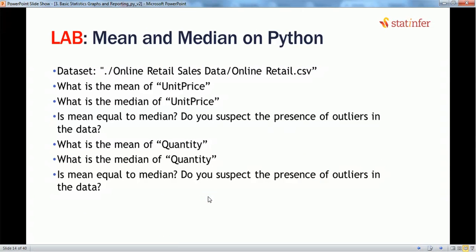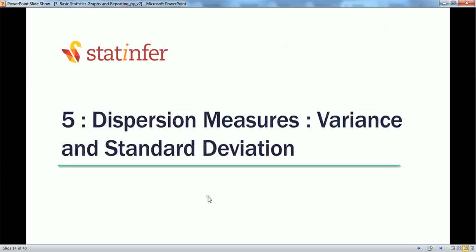There is a lab for you. You can import the online retail data set, and for the unit price you need to calculate the mean and median, and we suspect any outlier depending on whether there is a lot of difference in the mean and median values.